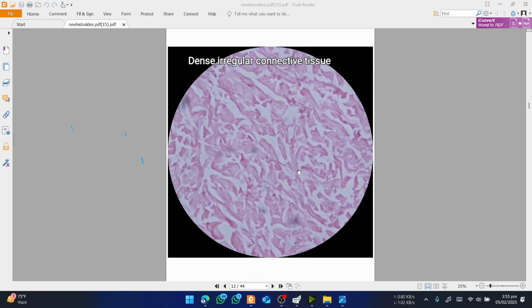That is dense irregular connective tissue. It is a very easy picture to identify, because the fibers are cut at different angles. So you will see one that is cut in a long direction, and the others that are cut in the horizontal direction, the vertical direction, like this one or this one. These are the pictures that you will see in there.